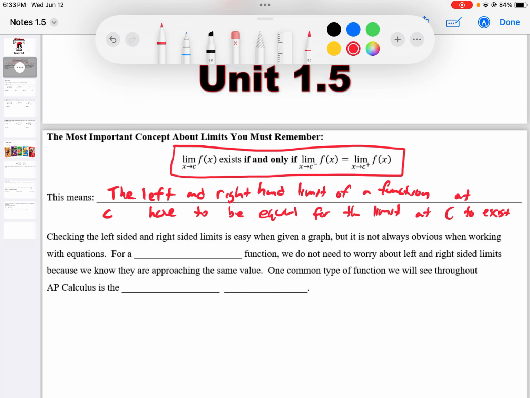So we could say for a continuous function, which we'll talk more about continuity and what it means to be continuous soon, we do not need to worry about left and right-sided limits because we know they are approaching the same value. Okay, one common type of function we will see throughout AP Calculus is the piecewise function, which is what we're going to focus in on today.